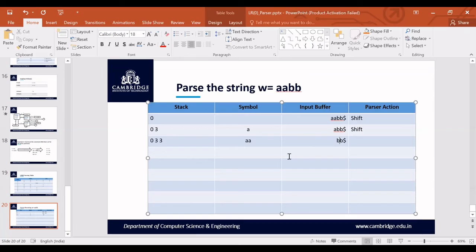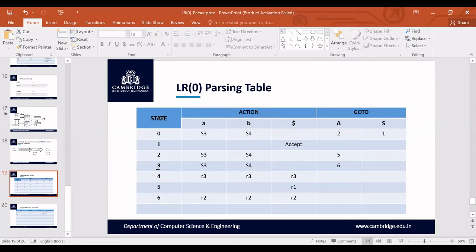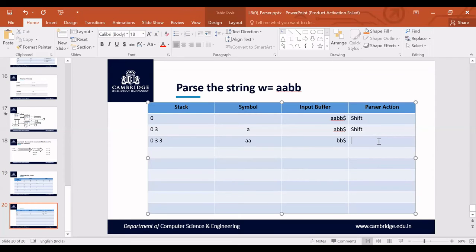Now since the previous operation was a shift operation, again take the state on the stack top with the input symbol in the input buffer. Which is the state on the stack top? It is 3. And what is the symbol in the input buffer? B. 3 on terminal B. Go to the parsing table, check. 3 on B is shift 4. Yes, 4. Okay. Again, it is a shift operation.